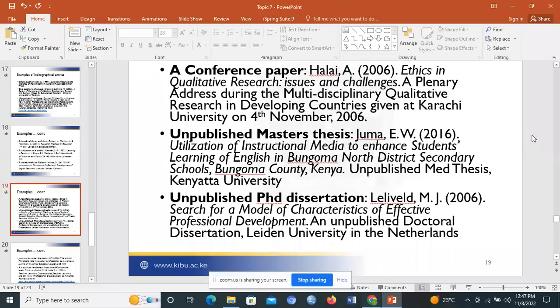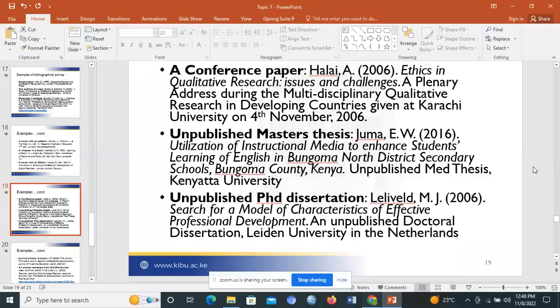Perhaps they want to read more about what Halai said, and they'll find it by going there, because I'm sure Karachi University had many conferences or meetings, even in the year 2006, or perhaps even in the month of November. But we want this particular one, so we must capture the day, the month, and the year.